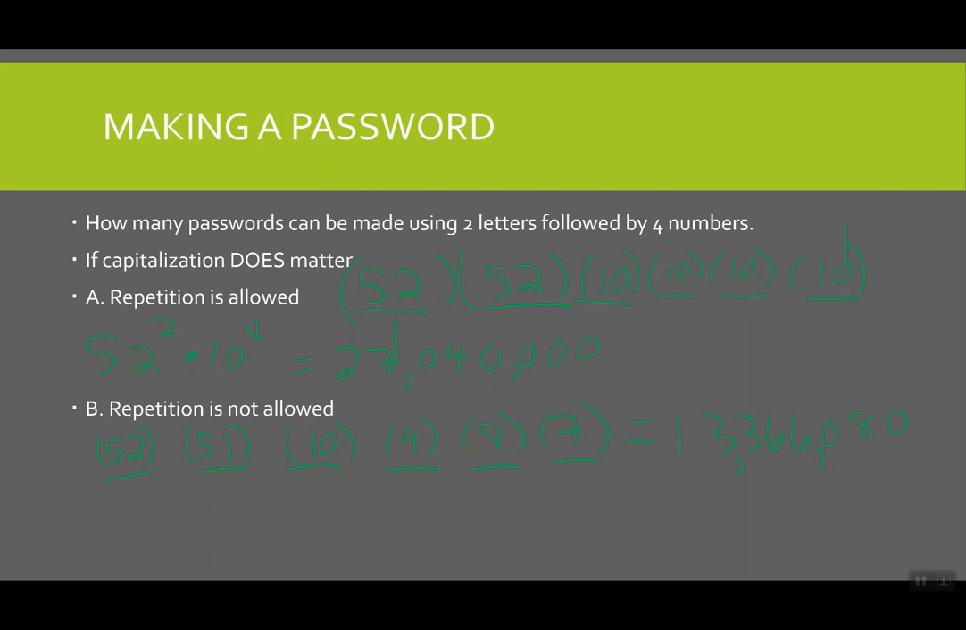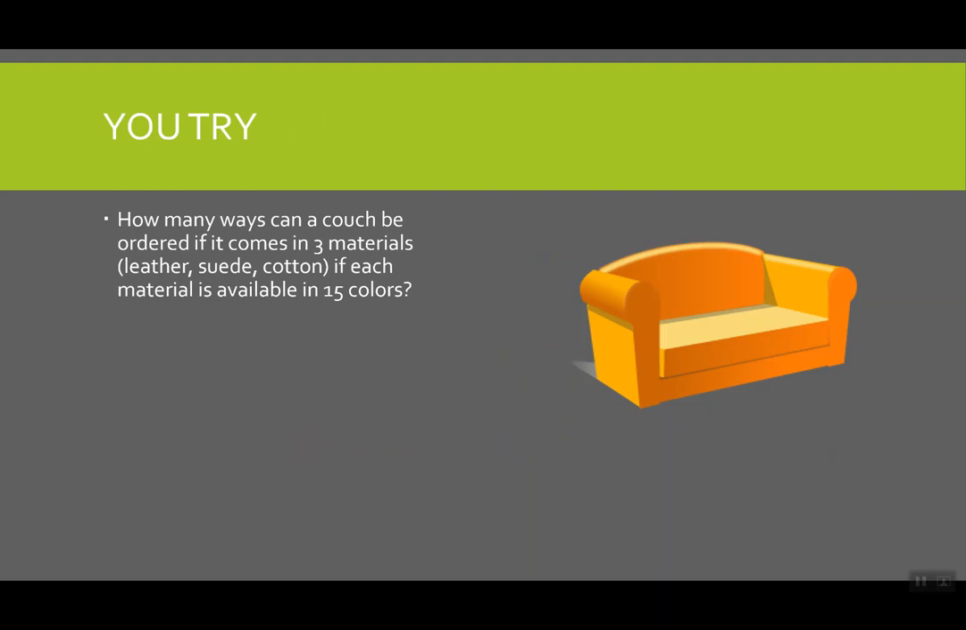All right. Big picture, you're supposed to be getting that this is multiplication, and really you're always asking yourself the question, does order matter? Is repetition important? So I'm telling you in these if repetition matters or not. All right. So how about I give you a try? How many ways can a couch be ordered if it comes in 3 materials, leather, sweater, cotton, and if each material is available in 15 colors? So give yourself a second, pause me if you need to, then come back and check out how you did.